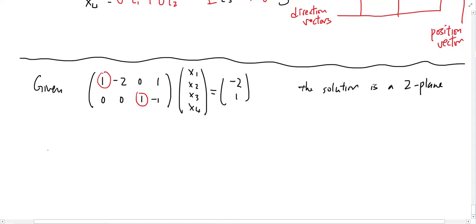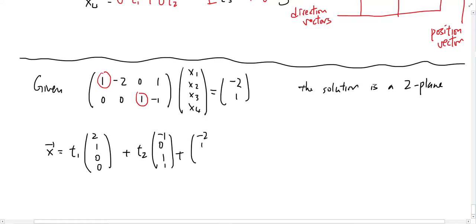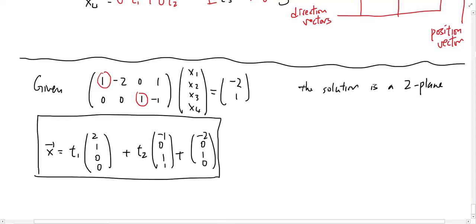If you do it correctly, this is what our solution is. Vector x is equal to t1 times 2, 1, 0, 0, plus t2 times -1, 0, 1, 1, plus -2, 0, 1, 0. So this is my 2-plane that represents the solution.